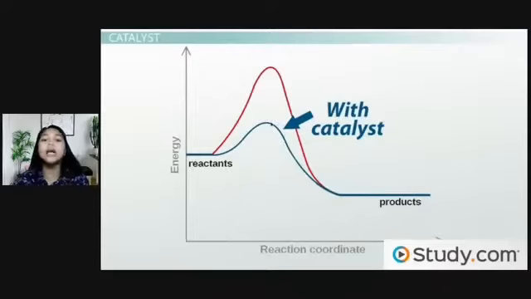Okay? So that's the action of your catalyst, your enzymes, no? Kunwari yung enzymes mo. They lower the activation energy. And so letter A is the correct choice.